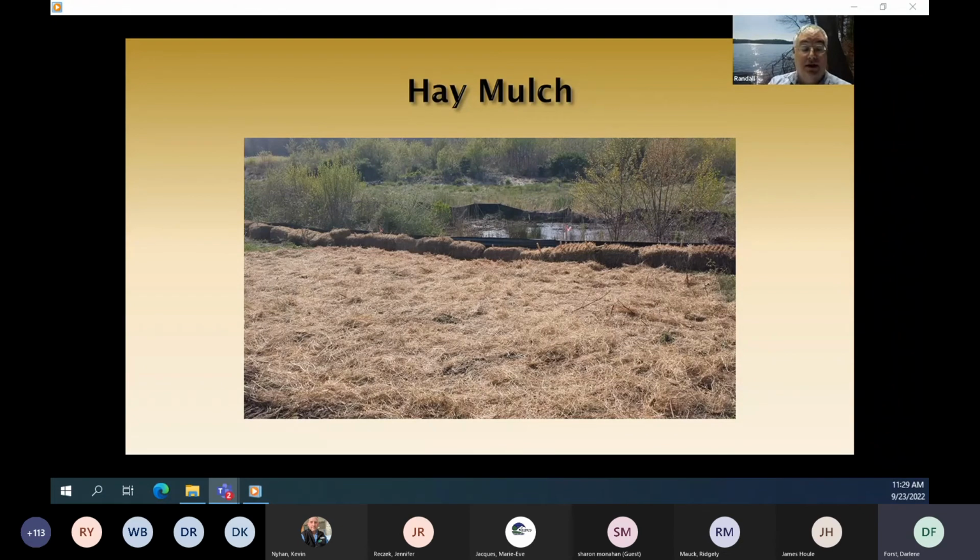Spreading down hay mulch and then coming in with a hydro seeder machine with a tackifier in it, a glue that will hold this stuff in place, is another option for that.